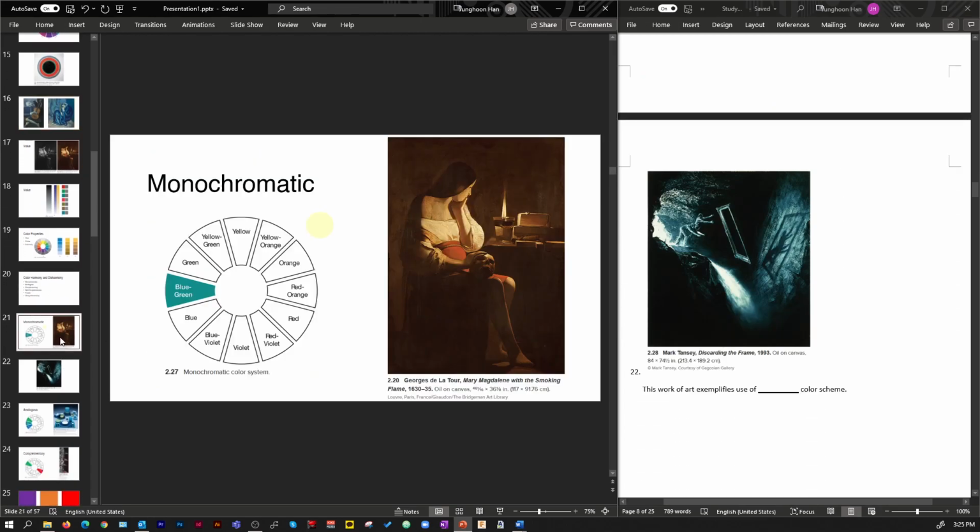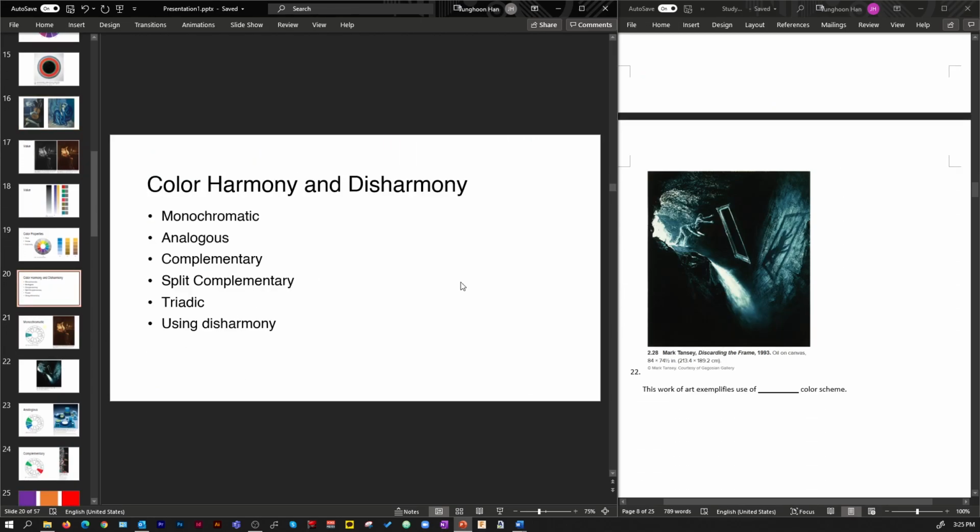Right, so next we're going to talk about color harmony and disharmony. We talked about how there are all different types of color harmony that you can implement in your design, and how artists can use them as a guideline to start creating their design. There is monochromatic, analogous, complementary, split complementary, triadic, and they're also using disharmony to create a certain type of response from the viewers.